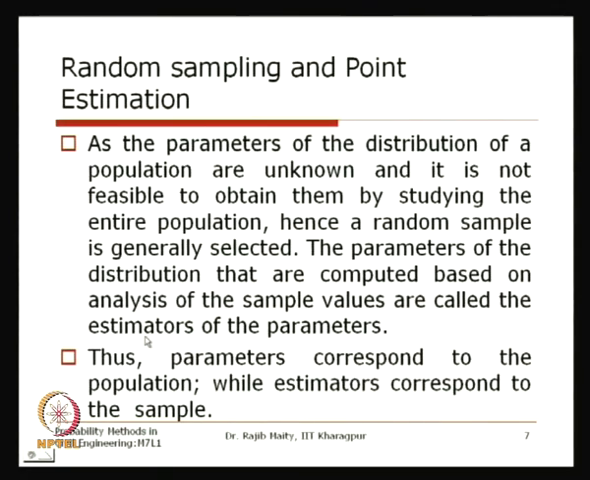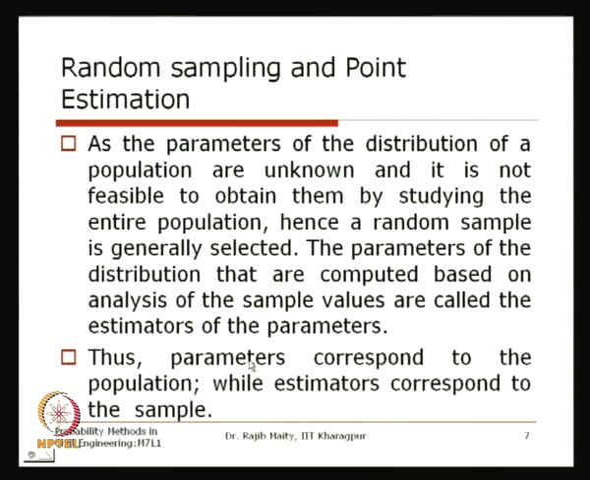So whatever quantity we try to use as the estimate of that parameter is known as the estimator. So there are two things, one is estimation, another is the estimator. Through what function am I trying to estimate that parameter, that is known as the estimator. Thus parameters correspond to the population, while estimators correspond to the sample.